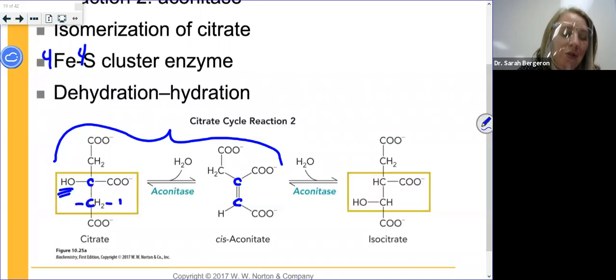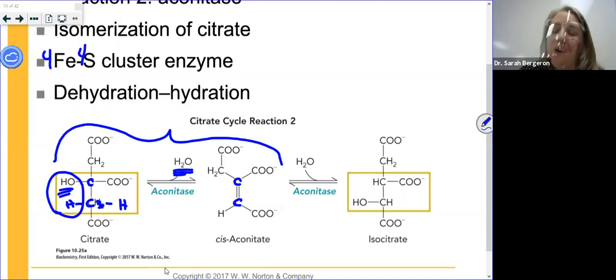And what else do you have? If you want to write it out, you really have this. So you're going to lose a hydroxyl and a hydrogen, and you're going to release what? Water. So now you have a double bond between the 2 carbons. Now this is cis-aconitate, because see how these are on the same side of the double bond? That's cis.